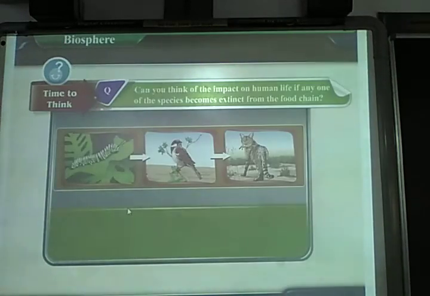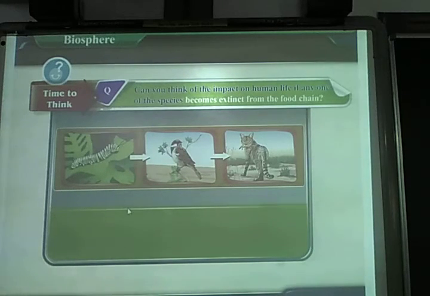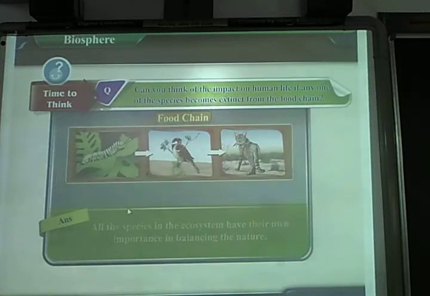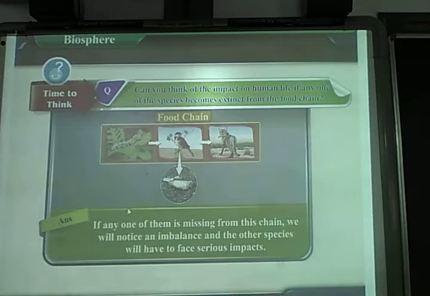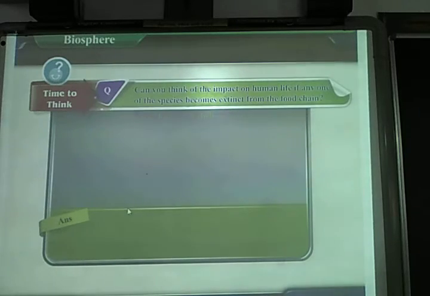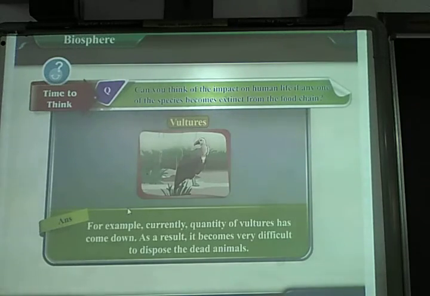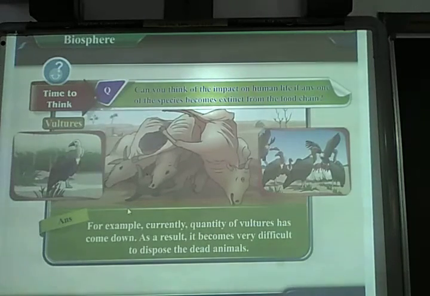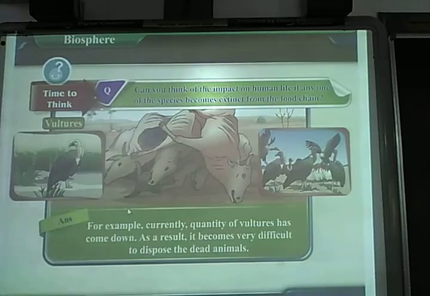Time to think. Can we think of the impact on human life if any one of the species becomes extinct from the food chain? All the species in the ecosystem have their own importance in balancing nature. If any one of them is missing from this chain, we will notice an imbalance and the other species will have to face serious impacts. For example, currently, the quantity of vultures has come down. As a result, it becomes very difficult to dispose of dead animals.